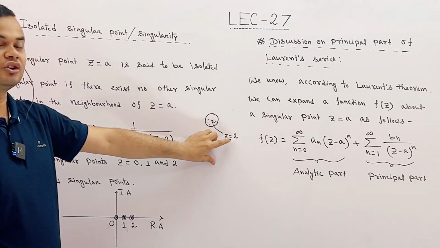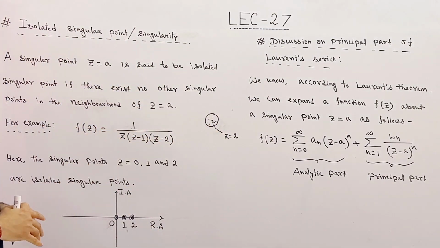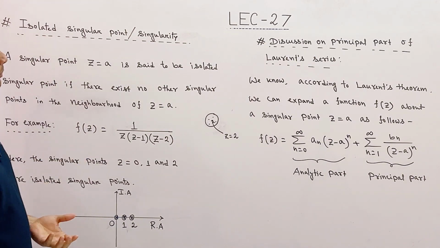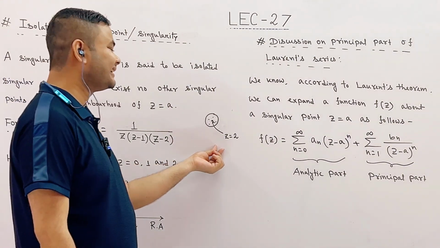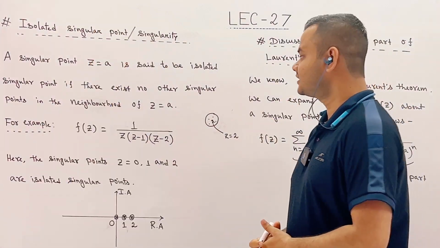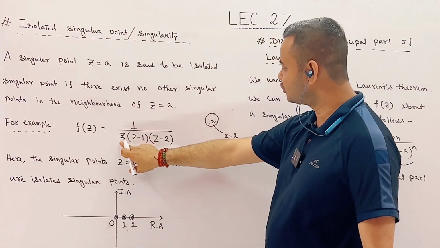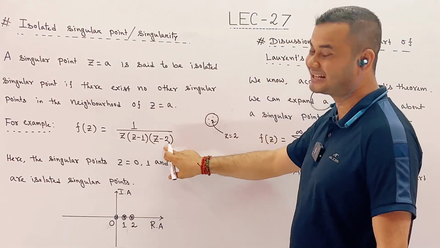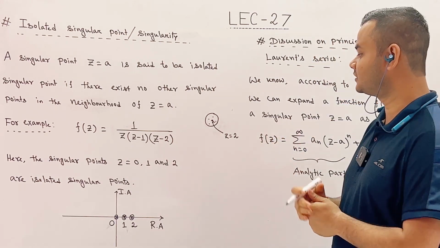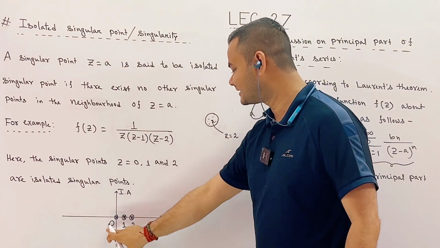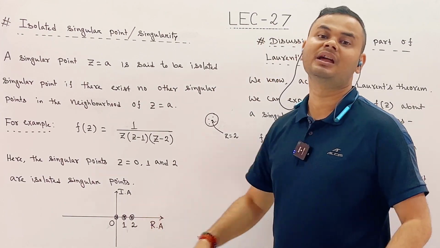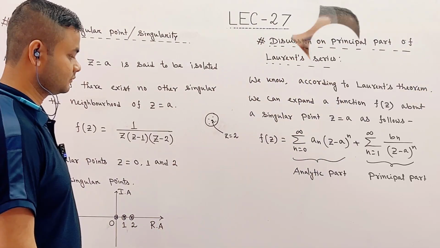But if there exist other singular points in the neighborhood of z equal to 2, then the point z equal to 2 is said to be non-isolated singular point. This topic will be explained in detail in my next lecture. Okay, students, for this example, z equal to 0, z equal to 1 and z equal to 2 are isolated singular points because in the neighborhood of z equal to 0, 1 and 2, there are no other singular points.